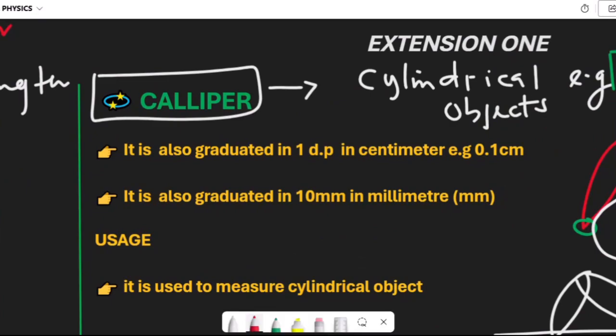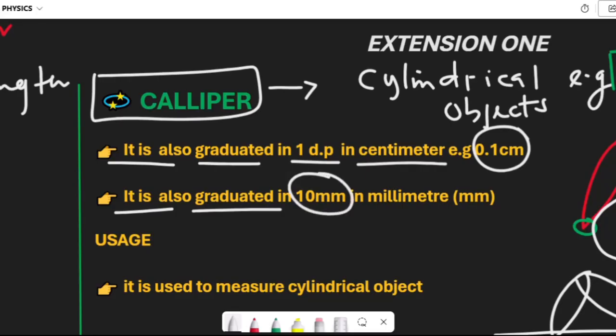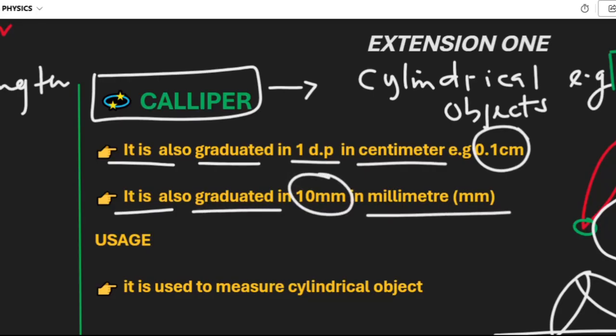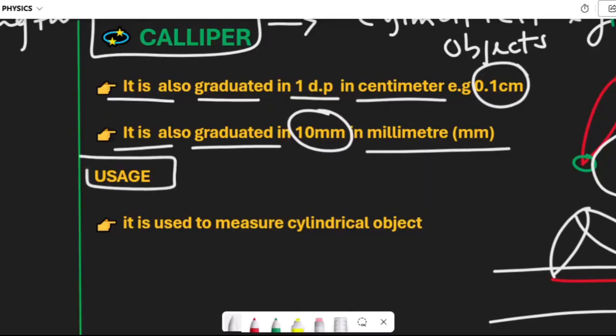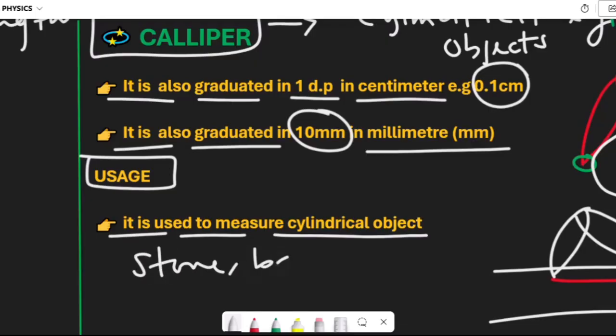As you can see here, it's graduated in 1 dp in centimeter, which is 0.1 centimeter, and it's also graduated in 10 millimeter, just the way we have it in our normal ruler. So what's the essence of why we have the caliper? It is used to measure cylindrical objects. Examples of cylindrical objects: you can have your stone, you can have your ball, you can have an egg, and so forth.